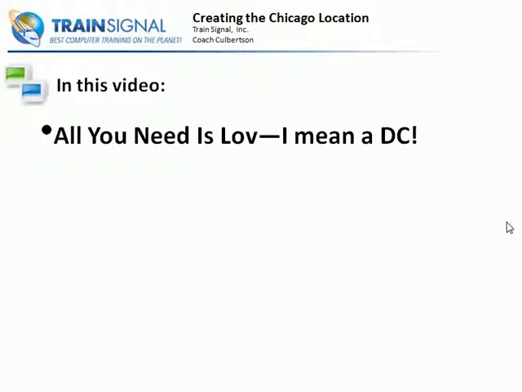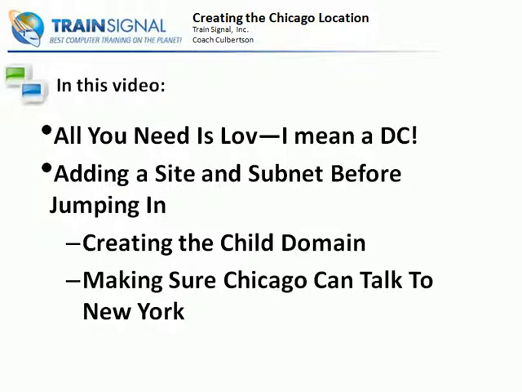In this video, we're going to talk about, first of all, that in order to create a child domain, all you need is a DC. And in that instance, we also need to add a site and a subnet object before we jump headlong in. So I'm going to talk to you about what sites and subnets do for us, because they can be very, very handy in tracking the physical location of our machines. So some pretty cool stuff.